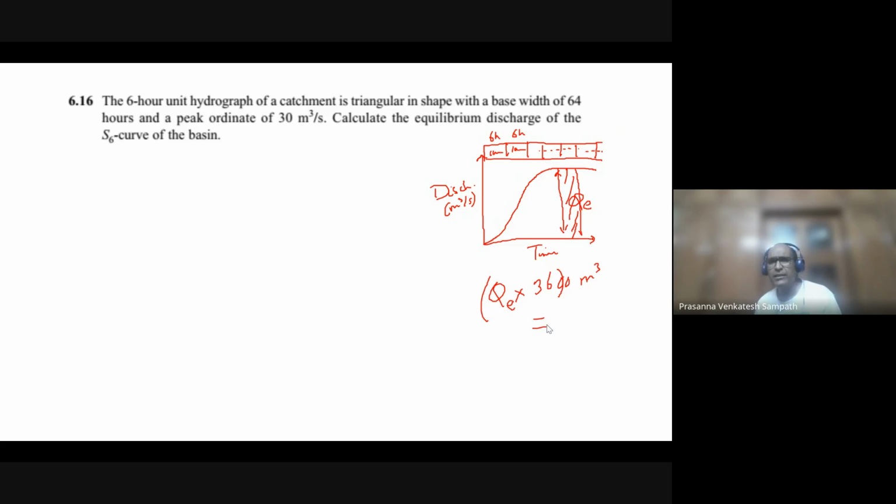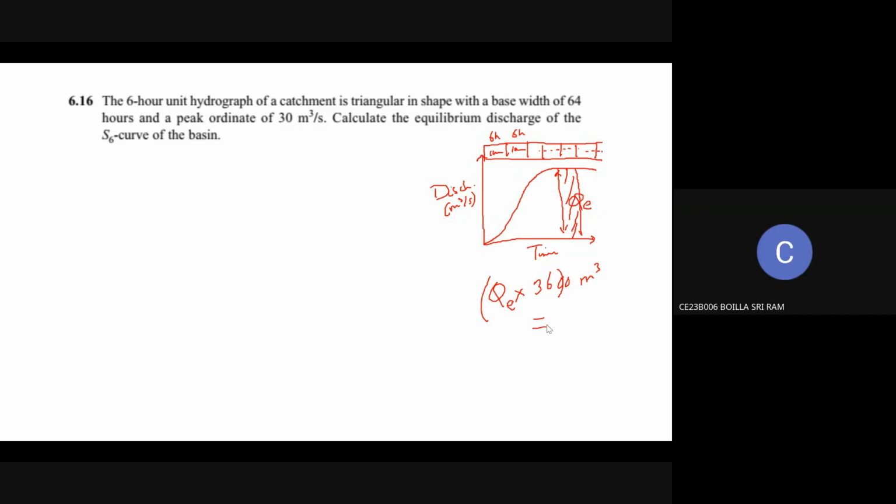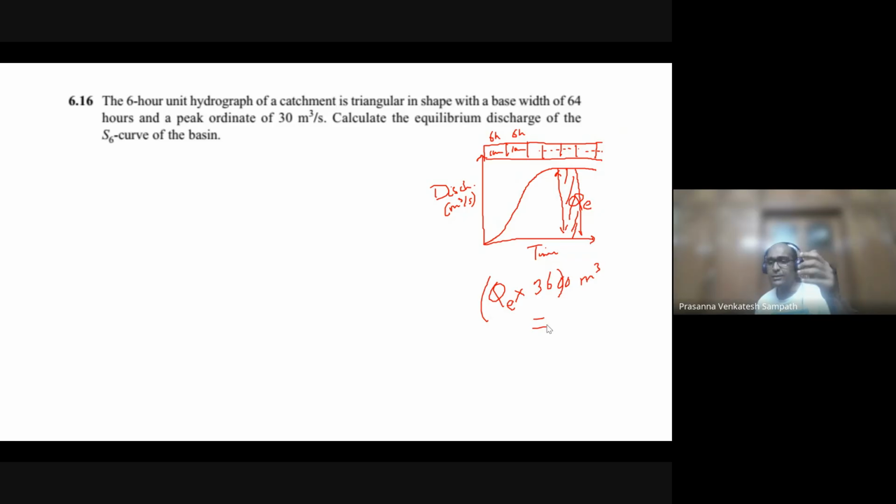So in general, I can say 1 by d centimeters of excess rainfall would have happened in that 1 hour duration, correct? In this particular case, d is 6, but if I want to generalize it, I will say it is 1 by d centimeters. And the area of the catchment is, let us say, A kilometer square. So this left hand side is QE into 3600 meter cube. That must be equal to A kilometer square into 1 by d centimeters, of course converting it to meter cube.